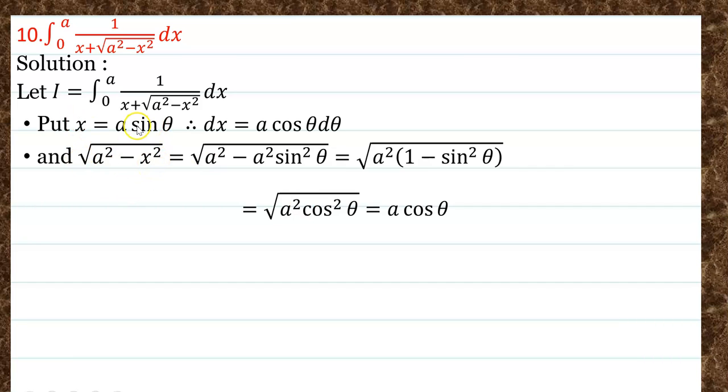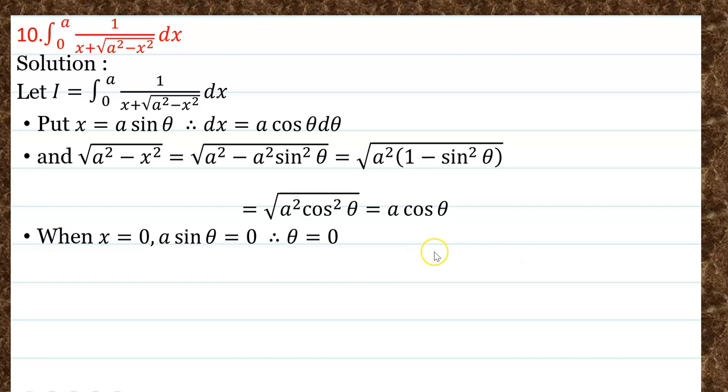That is, x is replaced by a sin theta. Then you will get a square sin square theta. Take a square as common. Then in the bracket, 1 minus sin square theta. 1 minus sin square theta means what? Cos square theta. Square and root sign get cancelled. You will get a cos theta. So the value of root of a square minus x square is a cos theta.